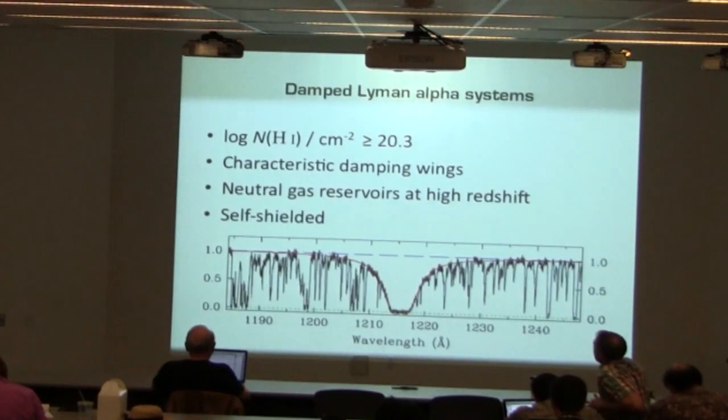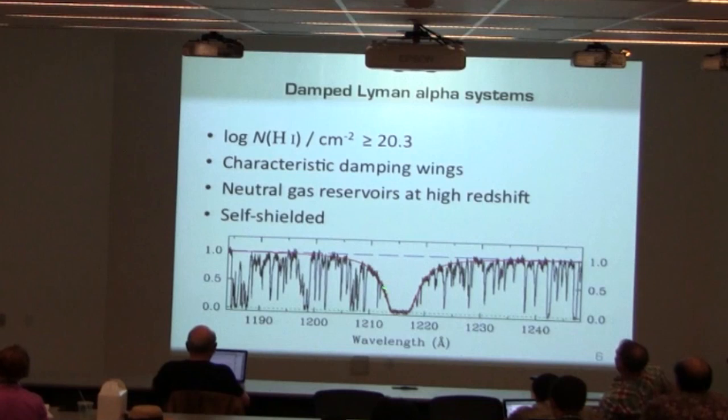So I think we can find these cold neutral clouds of gas amongst the population of damped Lyman alpha systems. For the uninitiated, this is a damped Lyman alpha system. You see this broad absorption drop here. One of the main properties is that they're self-shielded. So the gas is shielded from background ionization, and it allows the gas to be cold and neutral, and it's conducive to forming new generation stars.